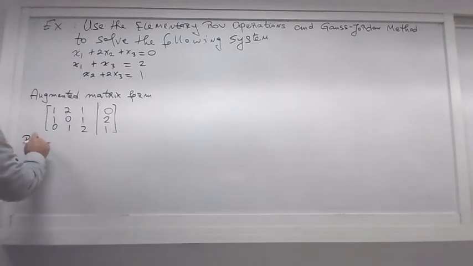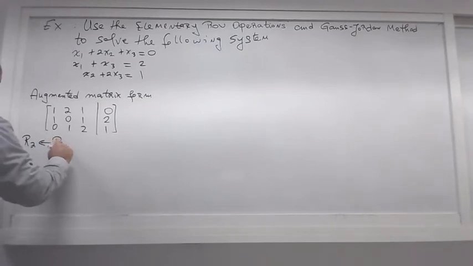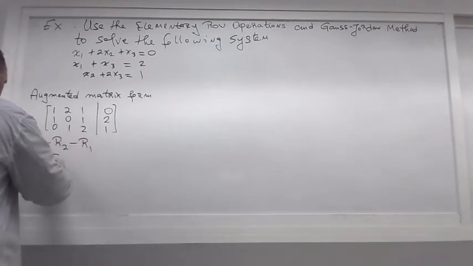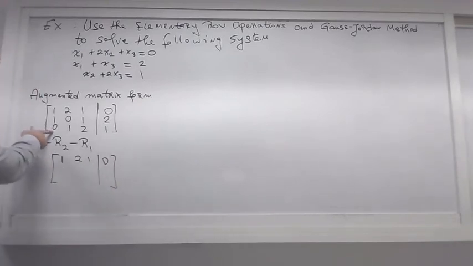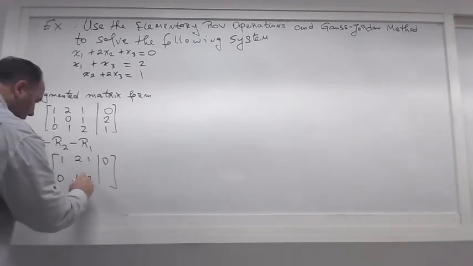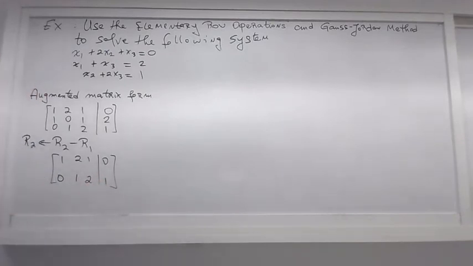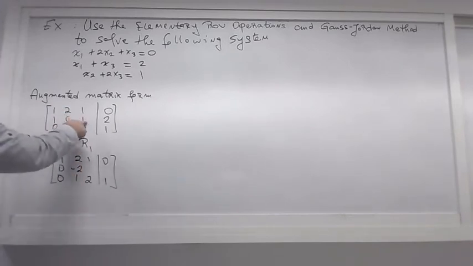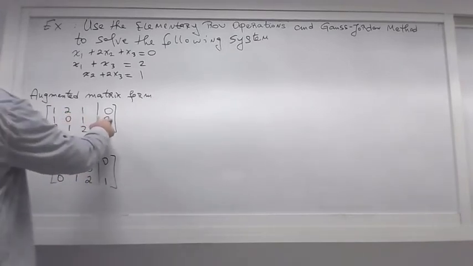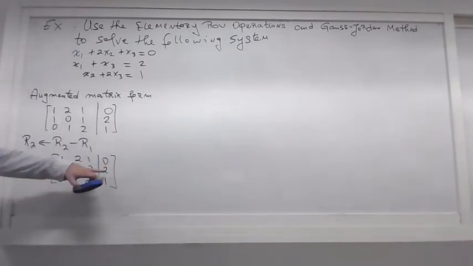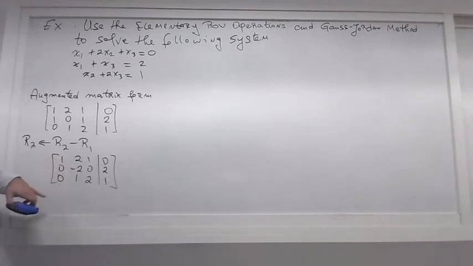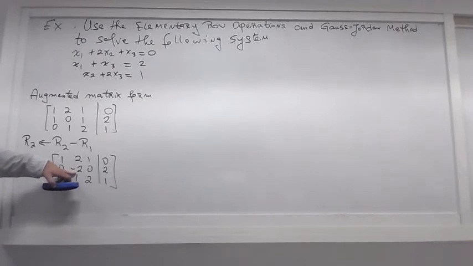So row 2, now we want to introduce 0 here, replaced by row 2 minus row 1. So row 1 stays the same, row 3, it's already 0 there, no need to do anything. So row 2: 1 minus 1, 0; 0 minus 2, minus 2; 1 minus 1, 0; 1 minus 0, 1; 2 minus 0, 2. Look at this. So I have my leading entry and zeros below.